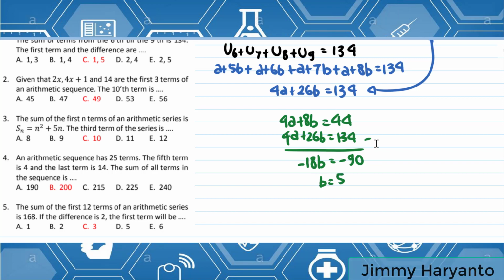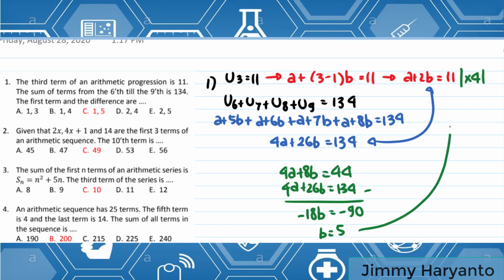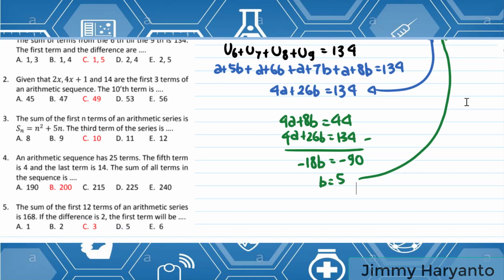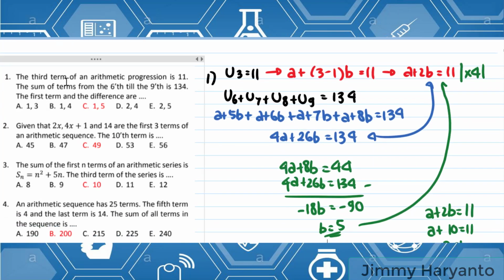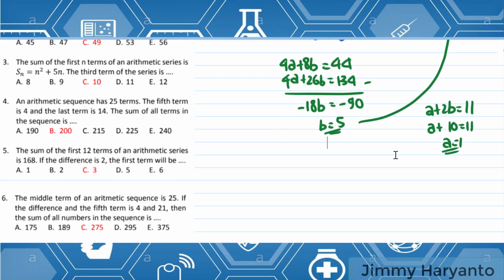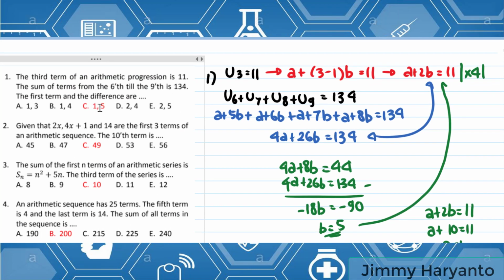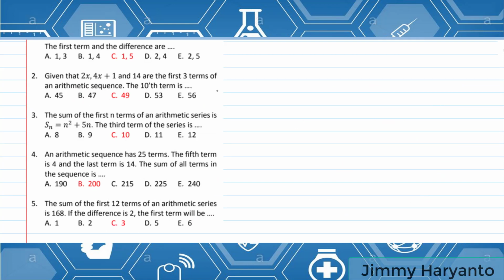And then I want to find the A by substituting B equals 5 into A plus 2B equals 11. So I have A plus 2 times 5, 10, equals 11. A equals 1. Okay, I have A equals 1 and B equals 5. A is the first term and B is the difference. The first term is 1, the difference is 5. Good. C. And then number 2, we have 2x, and then 4x plus 1, and then 14.